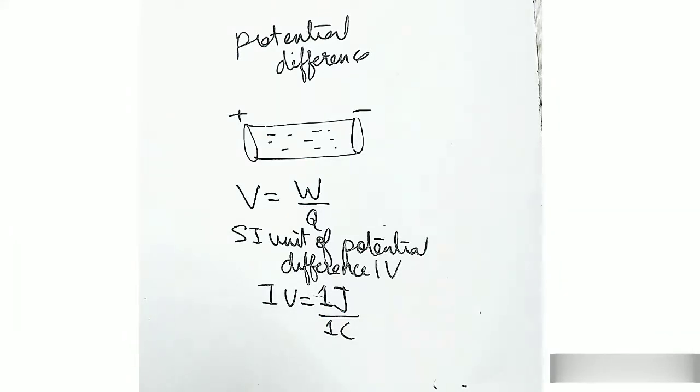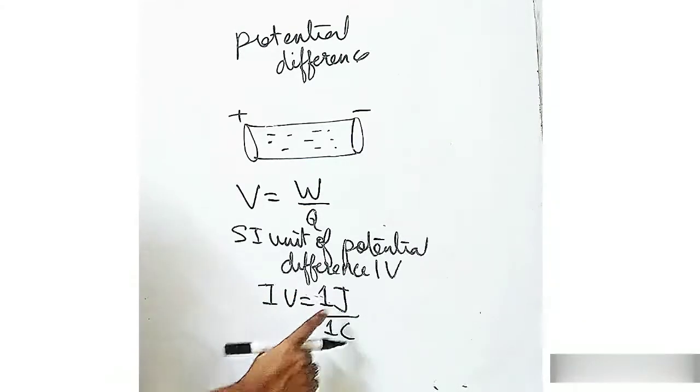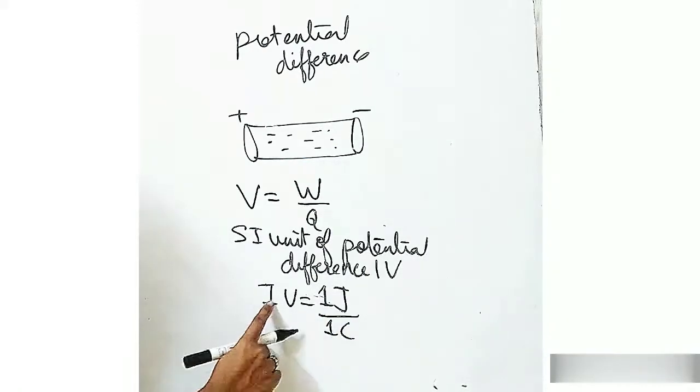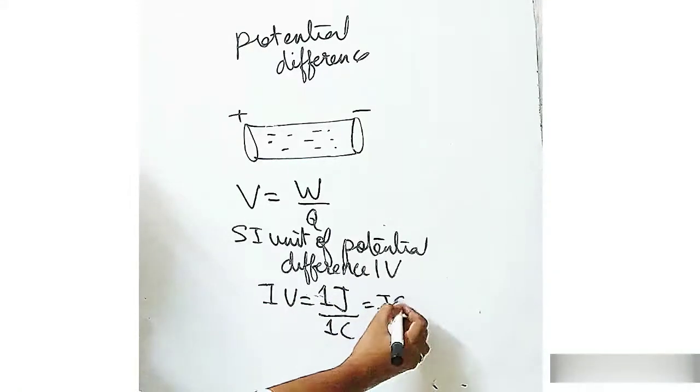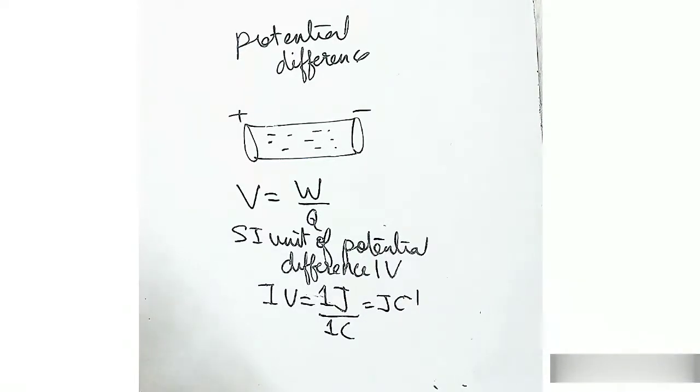So how will you define the unit? A potential difference between two points in a current carrying conductor is 1 volt when 1 joule of work is done to move 1 coulomb from one point to another. So 1 volt is this, you can write joule per coulomb. Understood, students? This is the way you have to learn it and give the answer. I hope you understood this point.